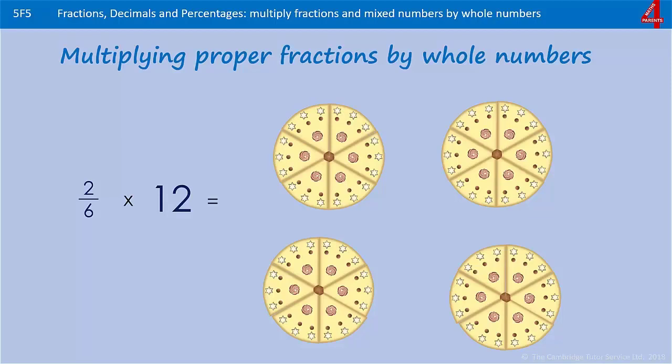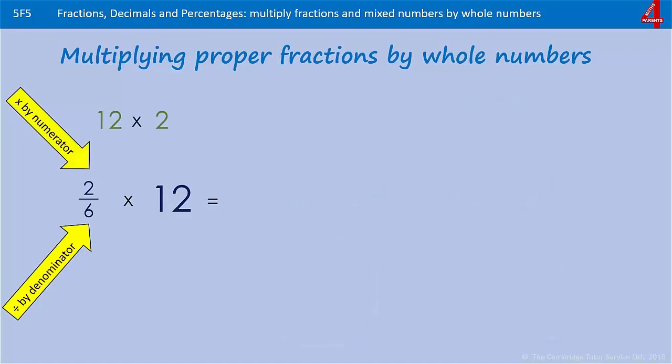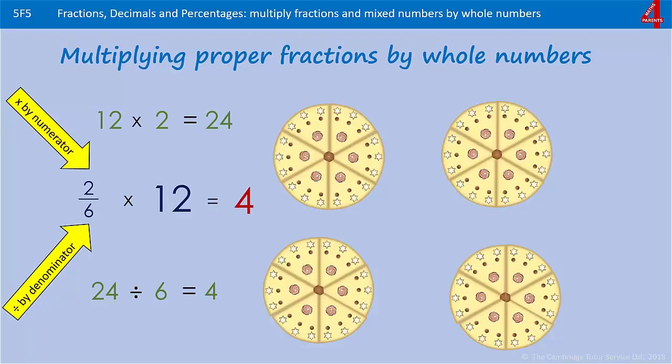If we didn't have these images to look at, how could you make 2/6 times by 12 equal 4 just using the numbers? Pause the video, have a go at that. Starting with multiplying that 12 by the numerator, and then dividing that answer by the denominator. 2 times by 12, or 12 times by 2, that's 24. We take that 24 and divide it by the denominator. 24 divided by 6, that's 4, which agrees with our images.